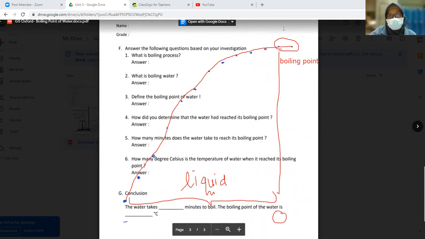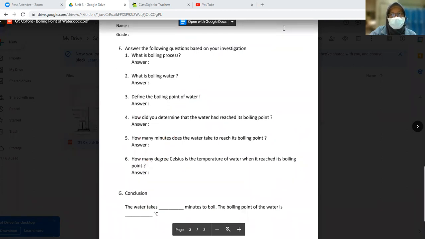Okay, so when I ask you, what is the boiling process? The boiling process is the process of changing state from liquid to gas, from liquid state to gas state. And what about boiling water? Boiling water, it's the same. It's the change of state. Water changes into water vapor.